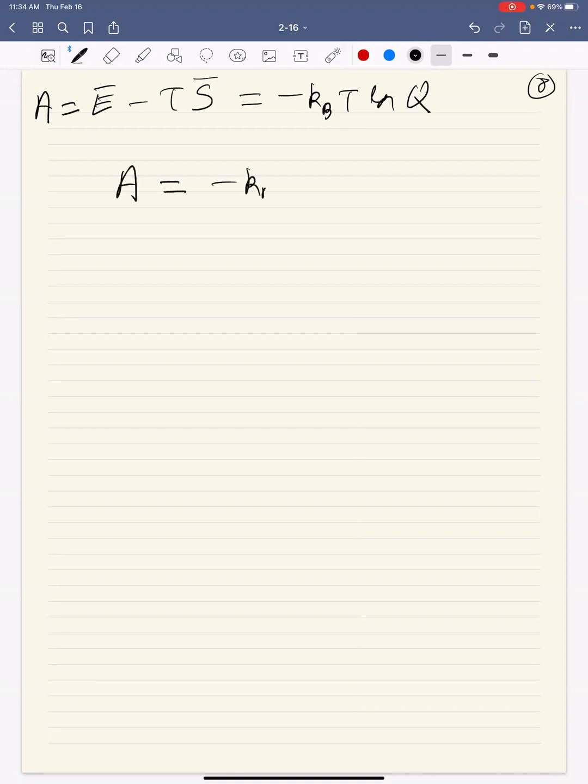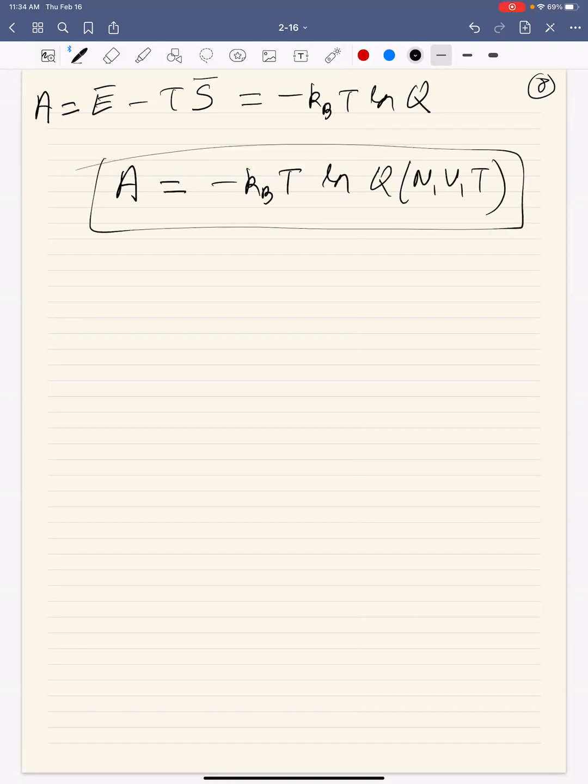So we have just shown that E bar minus TS, and you can call it S bar if you wish, in the thermodynamic limit, is equal to minus KBT ln Q. And what is E bar minus TS? That is Helmholtz energy, right? That's the definition of Helmholtz energy. So we have just shown that A is equal to minus KBT ln of Q of NVT. So that's our connection of canonical ensemble with thermodynamics.